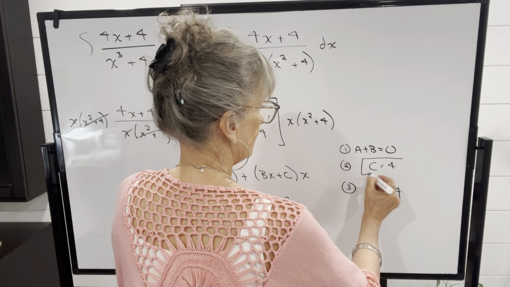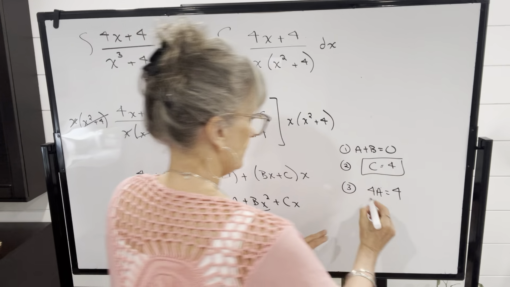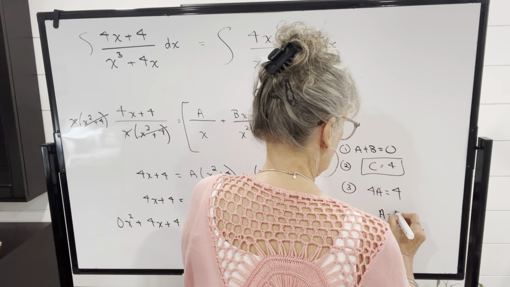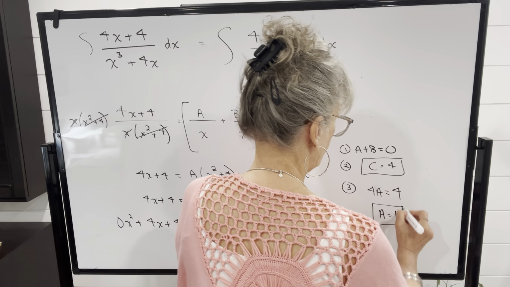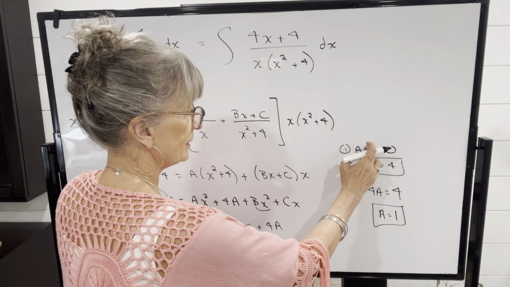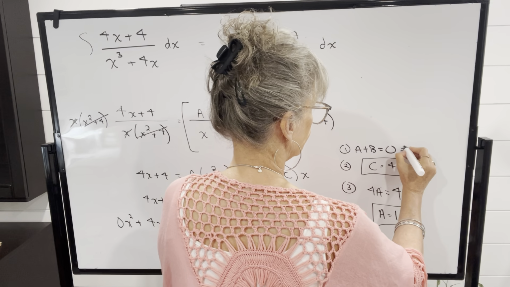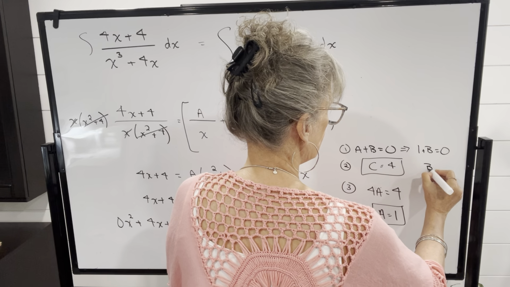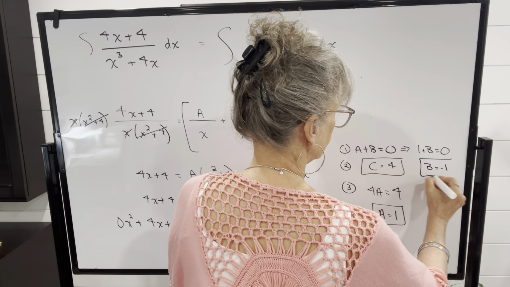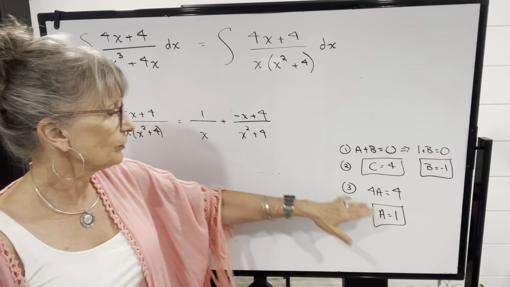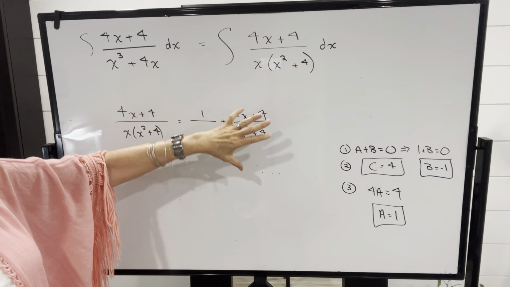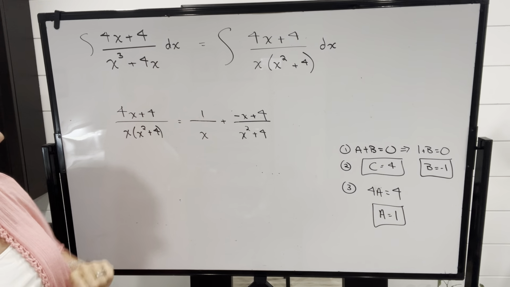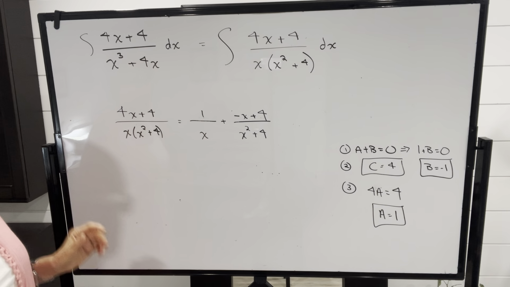So we've already got a value of c. Here's our value of a. a is equal to 1. Then I plug that into equation 1. 1 plus b is equal to 0. Therefore, b is equal to -1. So putting those values in for a, b, and c, we get our partial fractions. Now we're going to do the integration.